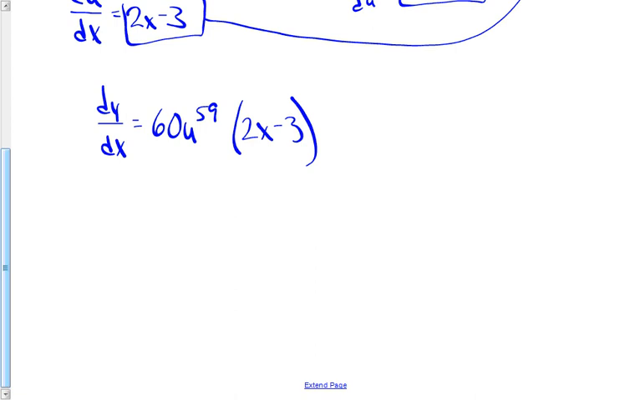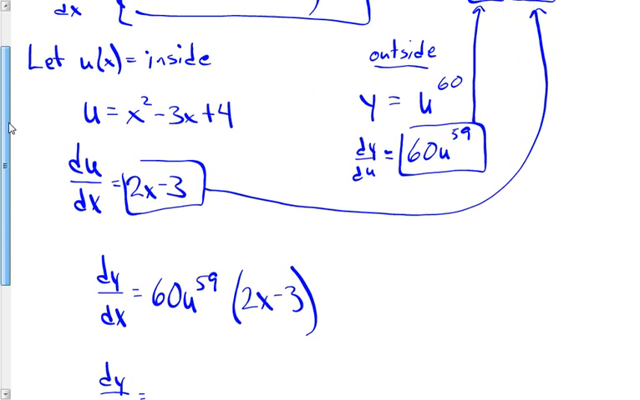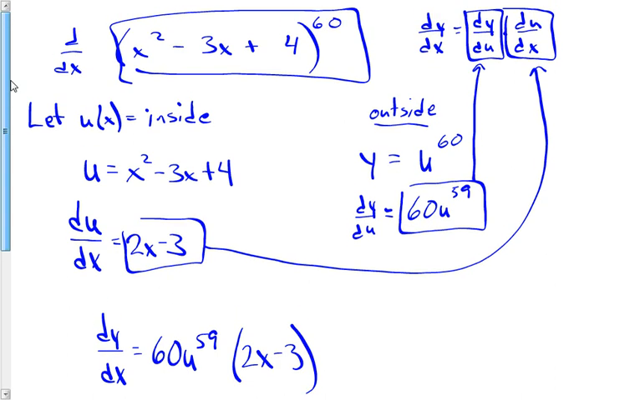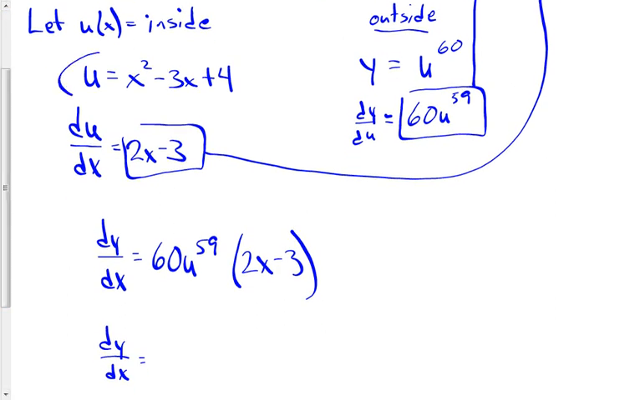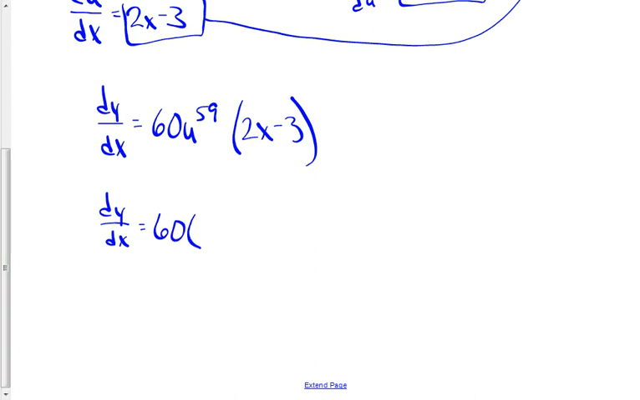Your English teachers would be mad right now. You know what u is? Do we know what u is? Is u okay? What is it? What's u? U is this function, right? So I can put in place of this 60, 59th power, I can put this x squared minus 3x plus 4 thing. And I have 2x minus 3.